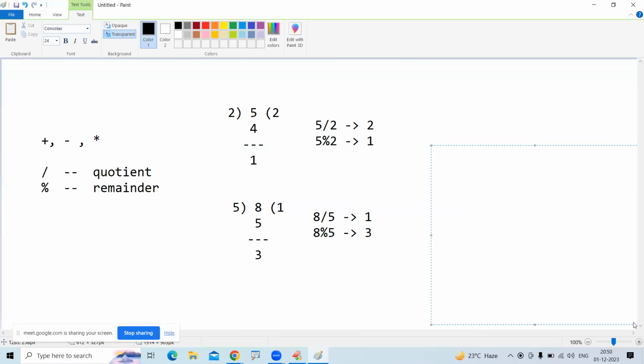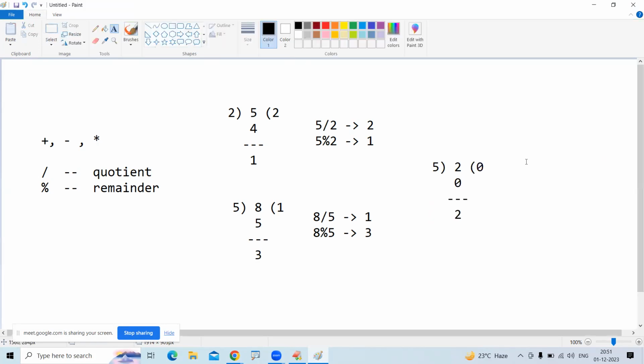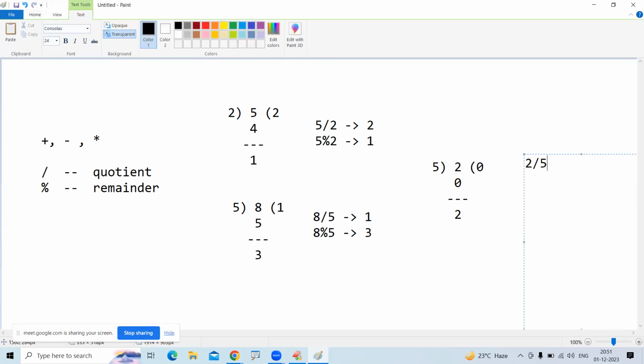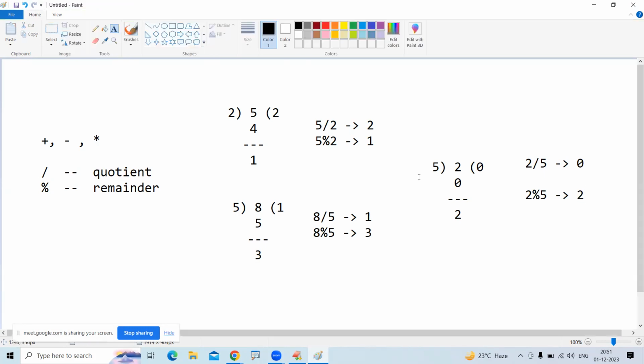Okay. Now, here it is. Whenever 2 is divided by 5, no, 0 times. So the remainder is 2. Whenever you are dividing 2 with 5, we can't divide. 2 mod 5, yes, output is 2. So the simple examples first, very basic.